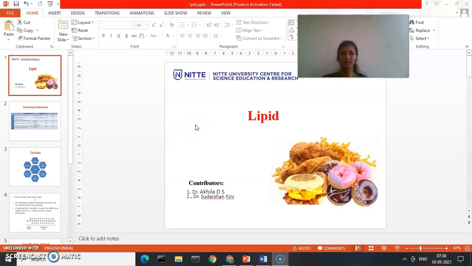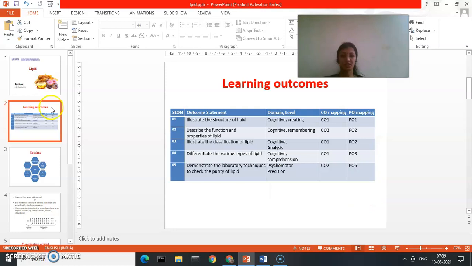In this module, you are introduced to lipids, their classification, significance and properties. At the end of this module, you are going to illustrate the structure of the lipid, describe the function and properties of the lipid. You are going to illustrate the classification of the lipids. You are able to differentiate the various types of lipids and demonstrate the important techniques which are commonly used to check the purity of the lipids.